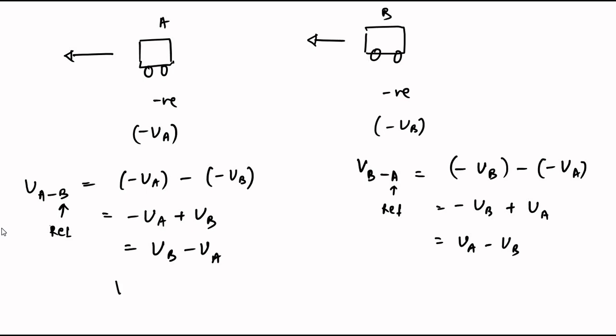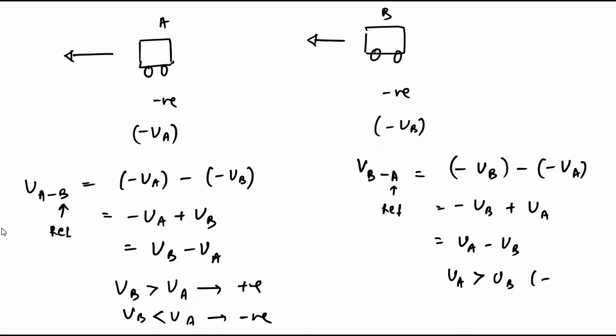So here if VB is greater than VA, the result will be positive. If VB is lesser than VA, the result will be negative. Here if VA is greater than VB, the result will be positive. If VA is lesser than VB, it will be negative. The same thing: positive means, with B as the reference, it will appear as if A is moving towards it, and when it is negative, it will appear as if A is moving away from it.